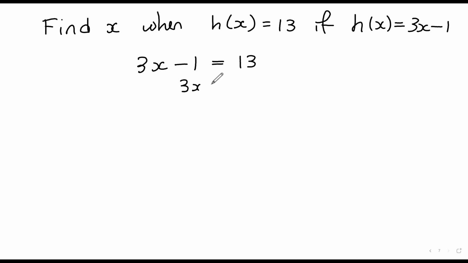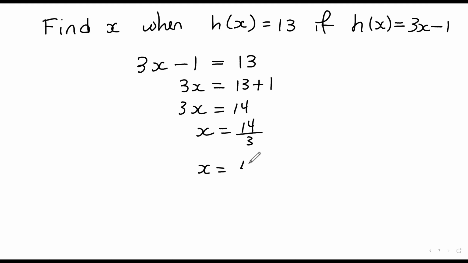So 3x is equal to 13 plus 1, which means that 3x is equal to 14. And so x is equal to 14 over 3. You could leave your answer like that, or you can write it as a mixed number. That would be 3 into 14 is 4, remainder 2, so 4 and 2/3. Right? So this is how you will do a question like this.